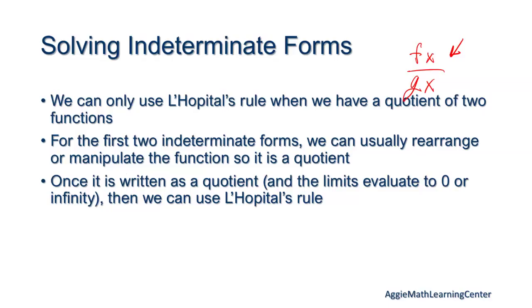And then for the first 2 indeterminates, we can normally or usually rearrange some of these functions so that they look like f of x over g of x. Once it's written as a quotient, and the limits evaluate to 0 or infinity, then we can use L'Hopital's rule.